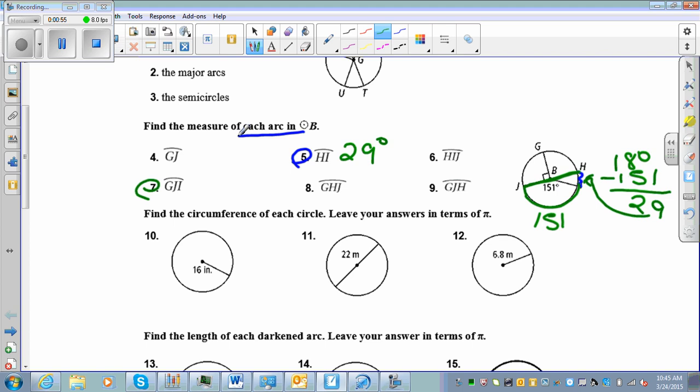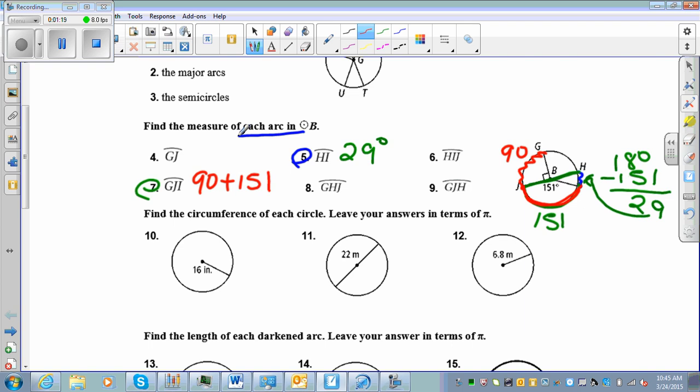So the question is GJI. G starts from here, so let me use a different color. G, J, and I all the way here. So I know from here to here is 90, and from J to I is 151. So all you have to do is 90 plus 151, and that would give you the answer.